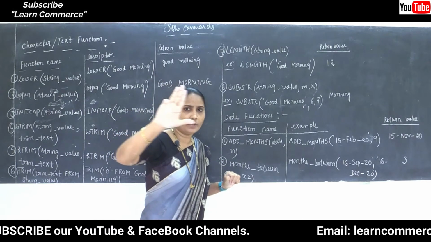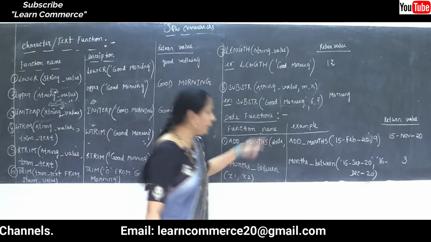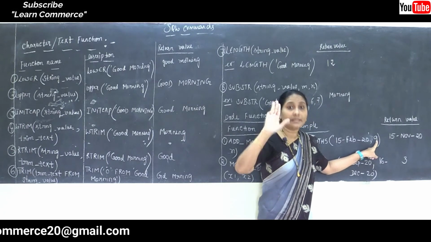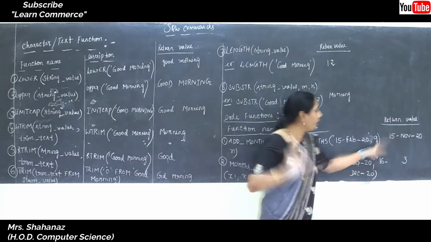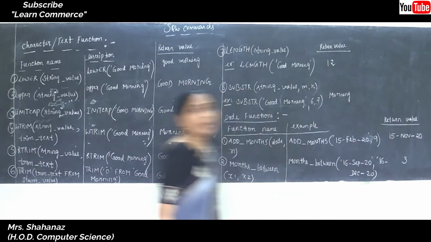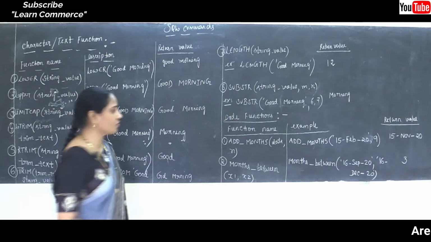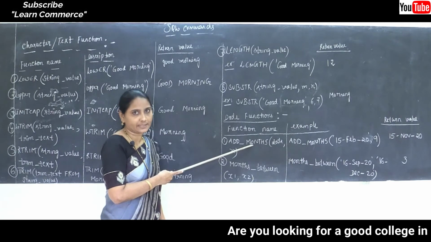So what's the returning value? We need to add 9 months. In case you want to use 10, you need to add December also. Clear this point? Totally 10 values you need to add. So the returning value is 15 November 2020. Clear this point here? ADD_MONTHS is going to add the months to the date x. Clear?